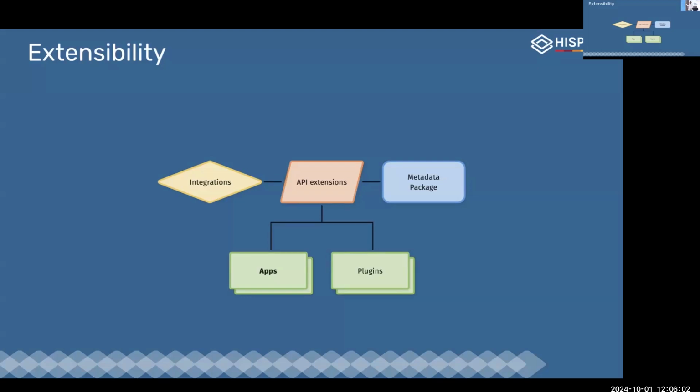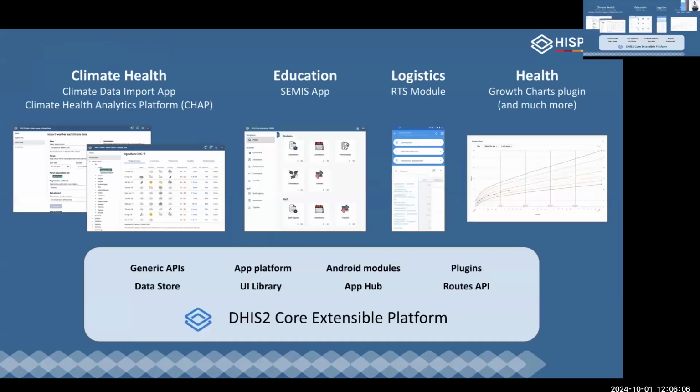Similarly, this is possible by using extension apps or plugins. There are a couple of them; based on the same technologies and different use cases, people have developed multiple apps. The newest one is the climate app, because we've been working very closely with many of the climate and meteorological departments to get the Google data or ERA5 data into DHIS2 itself.